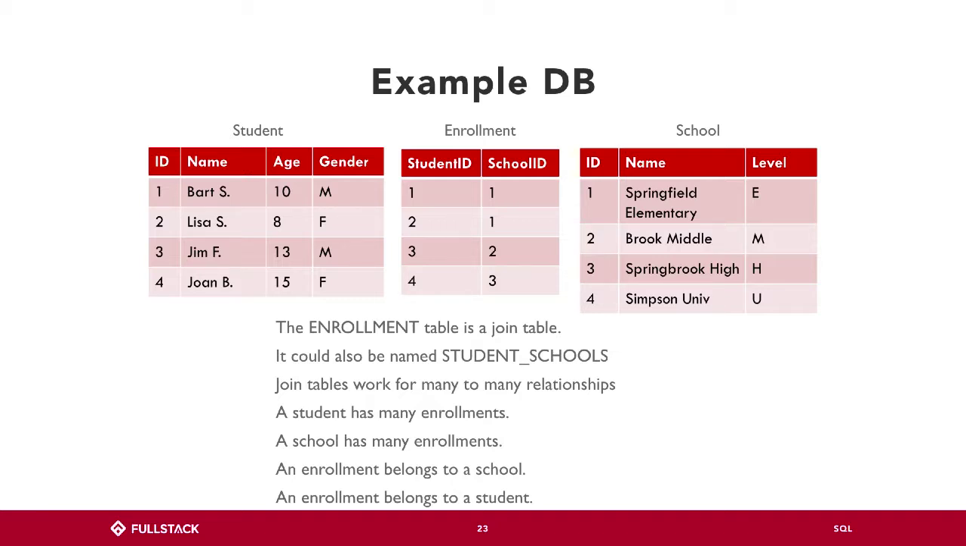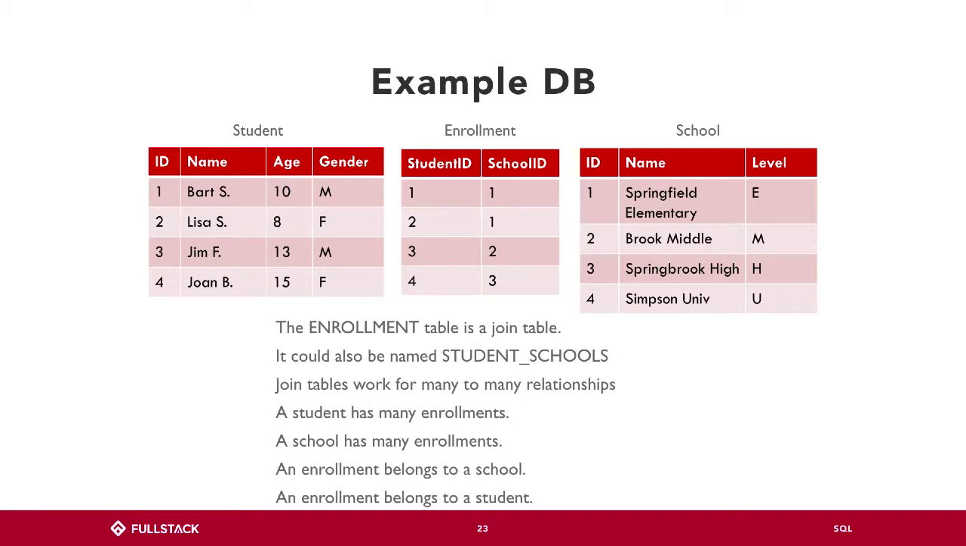And again, what this allows us to do is say a student has many enrollments, a school has many enrollments, but on the same token, for a specific enrollment, an enrollment belongs to a specific school. One enrollment belongs to a specific school. One enrollment belongs to a specific student. So that's what the relationship between these things is.